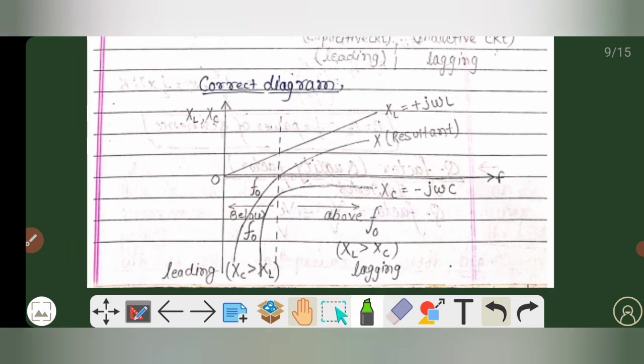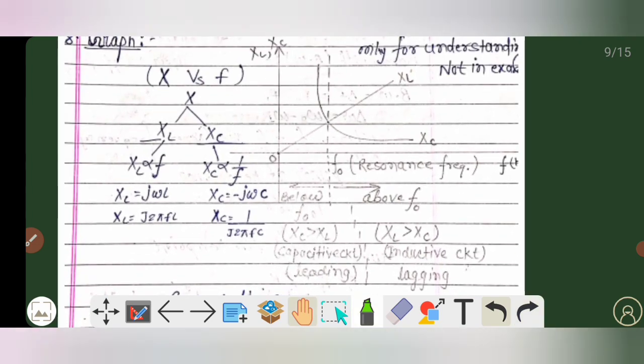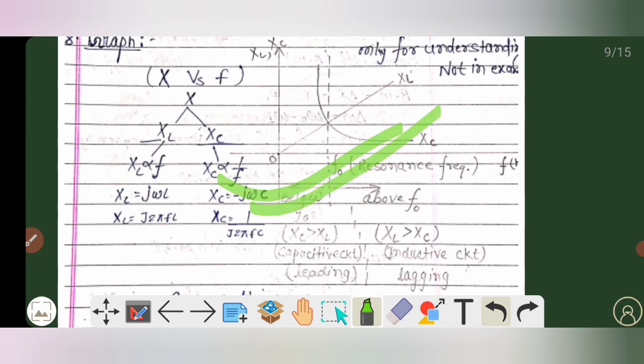Now the main diagram is this one, my dear friends. We have to only draw this diagram in the exam. The previous diagram was only for understanding purposes, so we don't have to draw it in the exam.